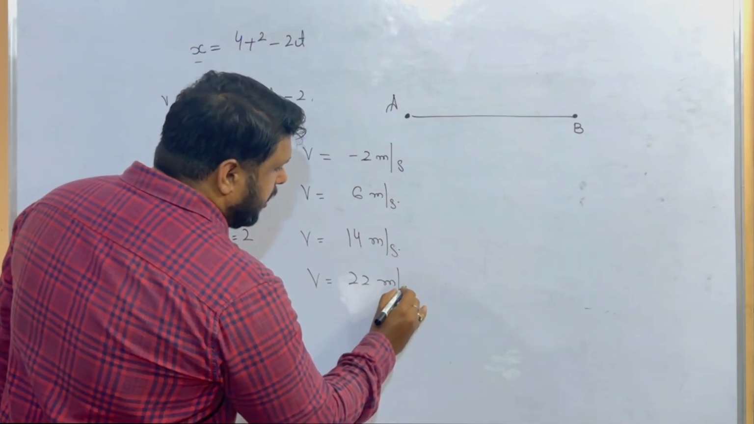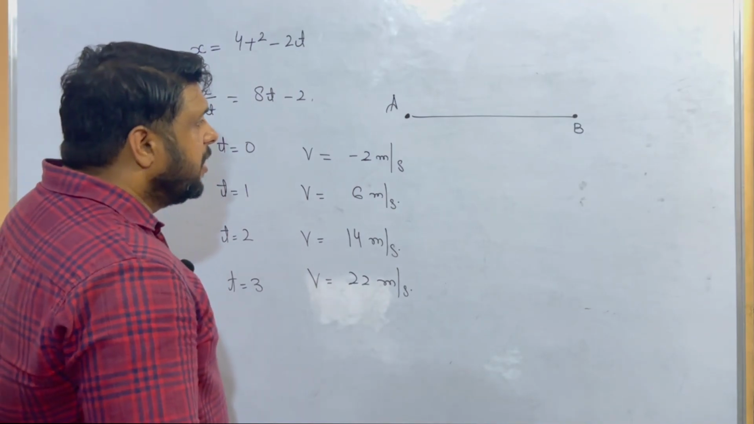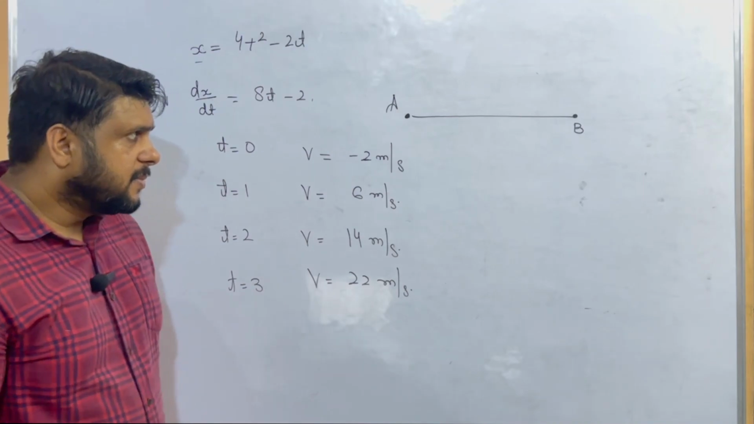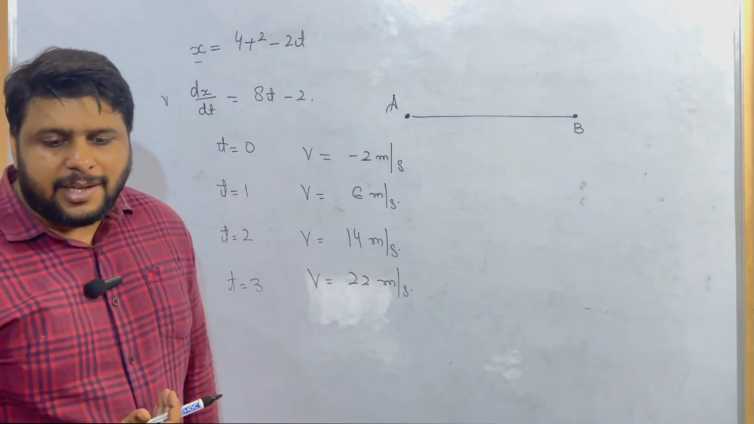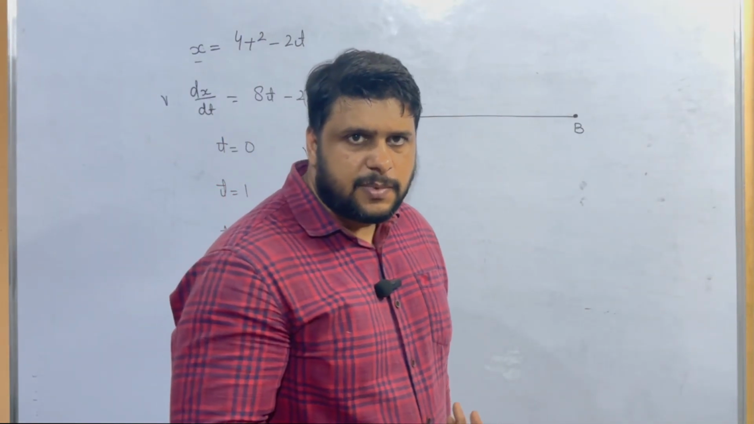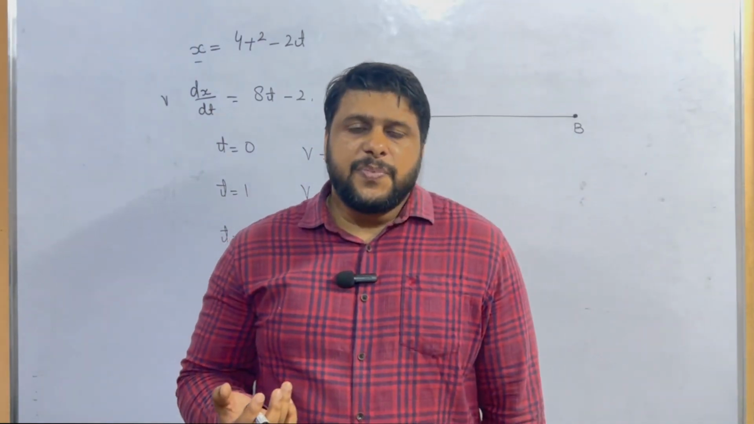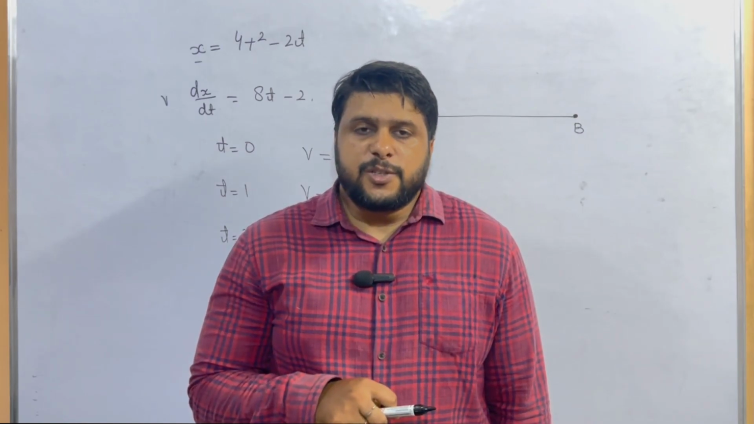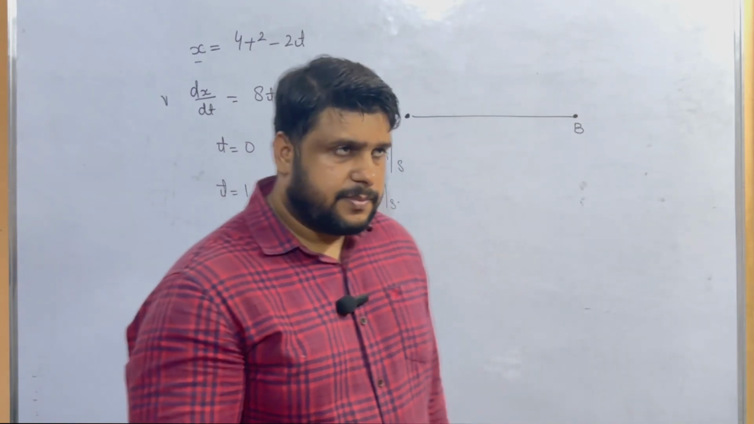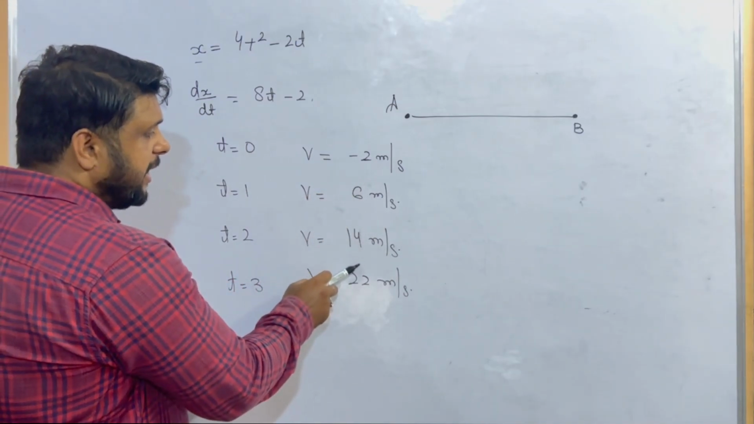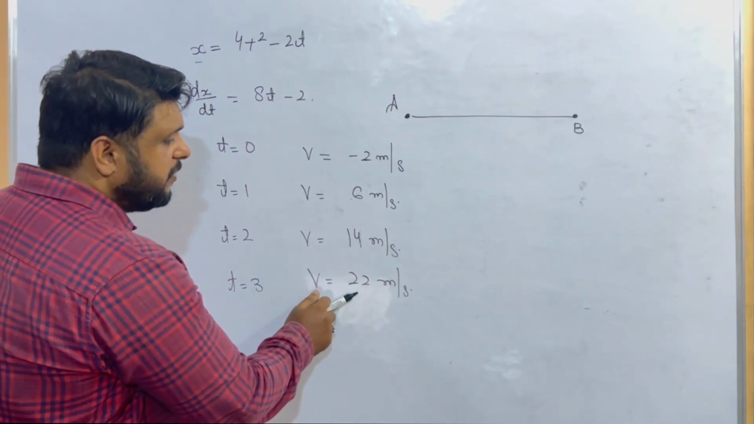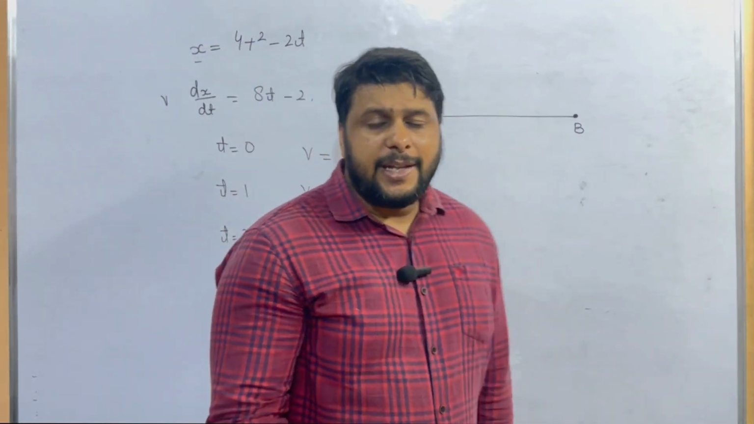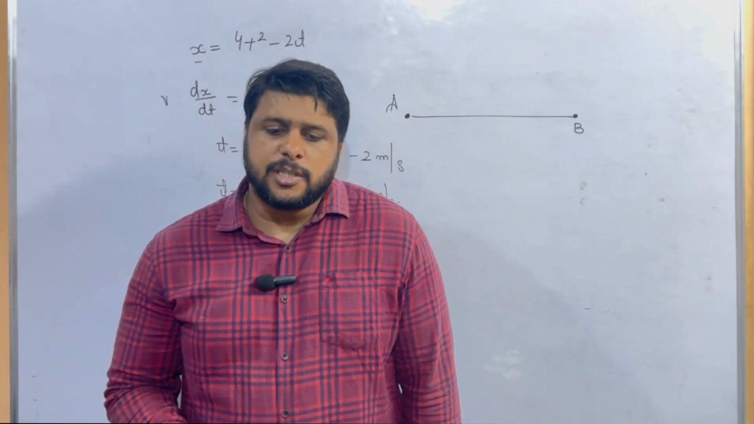Now here you can conclude that its velocity is increasing. So we can say that it is not changing its direction. Suppose its velocity was decreasing, but here we can see first it is minus 2, then 6, 14, 22. Its velocity is not decreasing. So we can say that its direction is not changing.